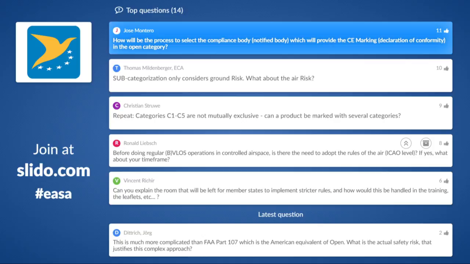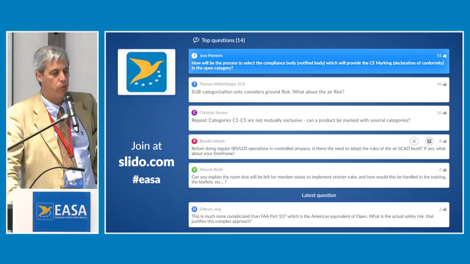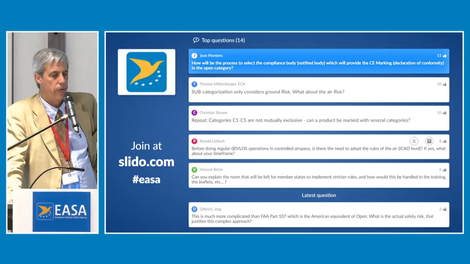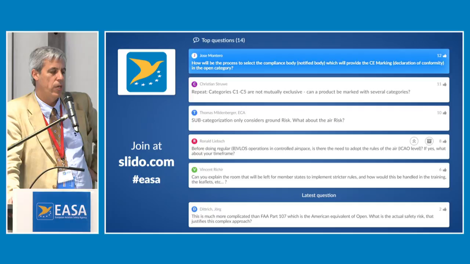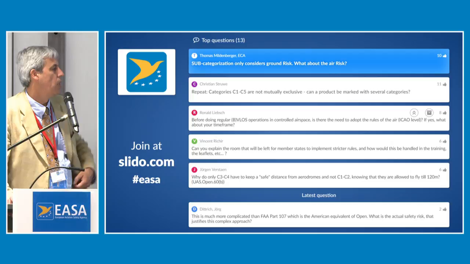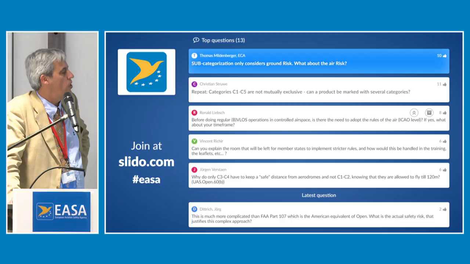Yeah, I will not go into details. This is a classical process which is used for all the directives we have. At the end they have to prove that they are compliant according to some standard we have, and the national notification body, authority, will then declare them and present them as capable. It's a classical process. I think those bodies and the candidate know very well how it works.